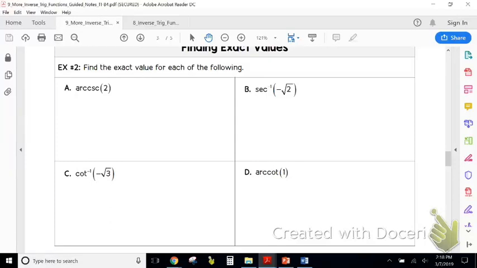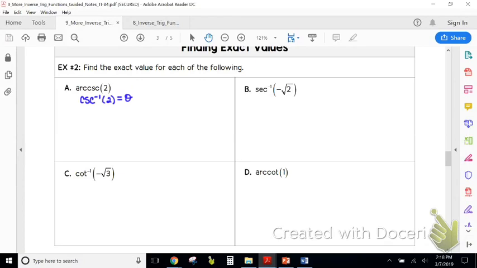All right, so for example 2 here, it says find the exact value for each of the following. The arc cosecant of 2. Well, arc cosecant is the same thing as what? The inverse cosecant. And when we're doing the inverse, that means we're looking for the angle.